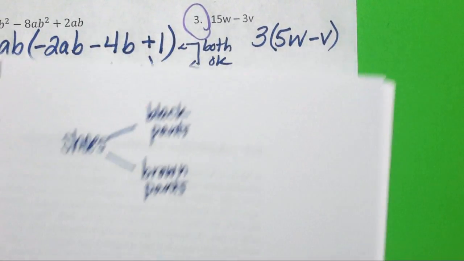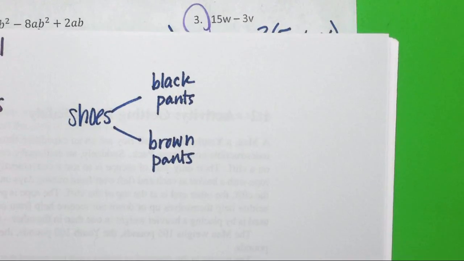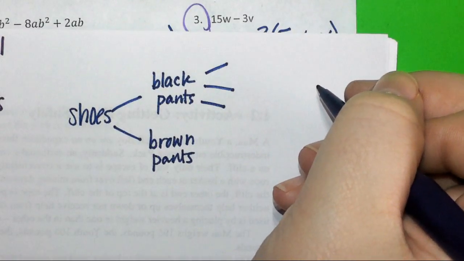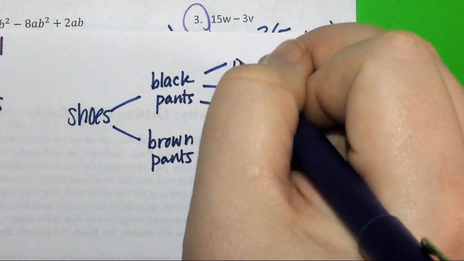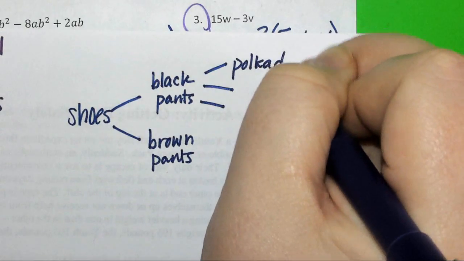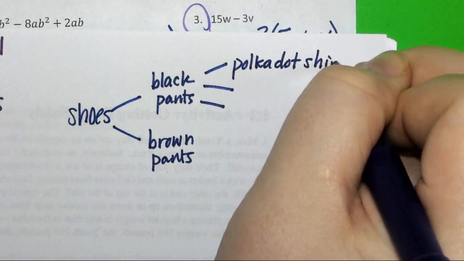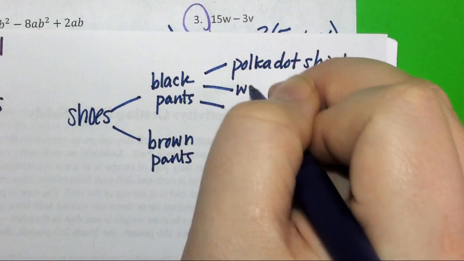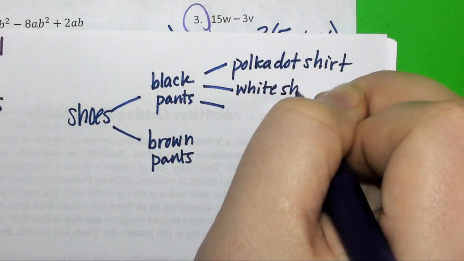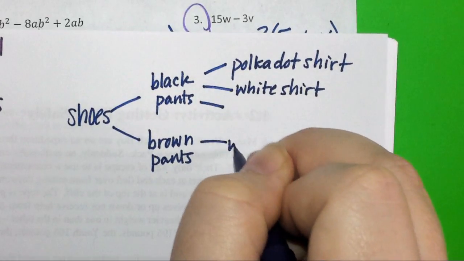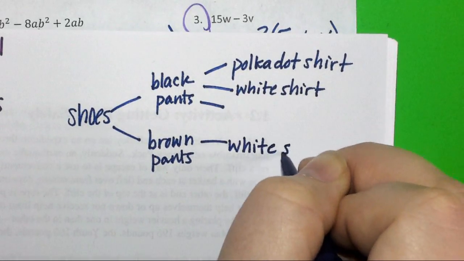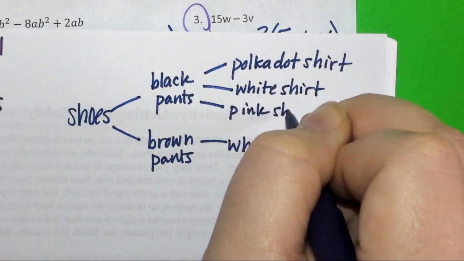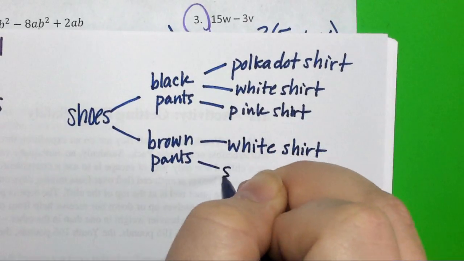So again, I knew today it was going to be either black pants or brown pants. And then, I'm kind of limited on my tops depending on the pants that I choose. Because I have this cute polka dot shirt, but it doesn't look good with my brown pants. So I would never wear that shirt with my brown pants. But I have a white shirt that looks good with either. So I might wear that white shirt with my brown pants. And then I have a pink shirt. And it looks good with both too. So I might wear the pink shirt too.